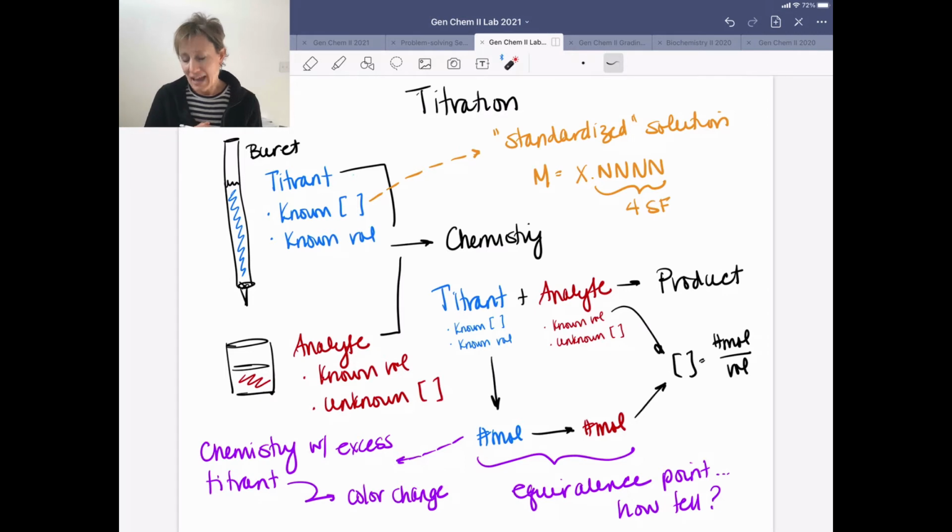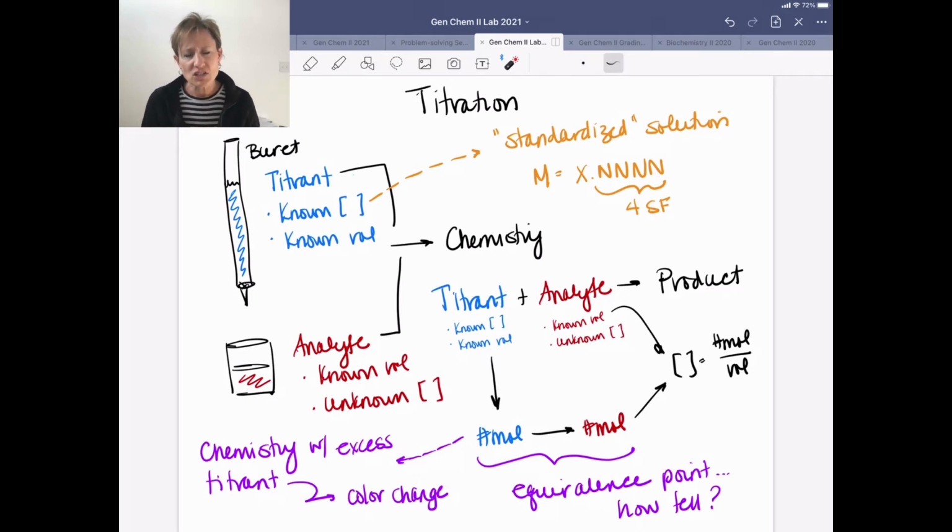Well, what actually has to happen is we need to have a little bit of excess titrant that we're going to add, and we're going to have an indicator in our solution that will turn color when we have just the slightest excess of our titrant. Okay, so we're going to talk about what that is in just a minute here. But let's see first. This is the generalized way to think about a titration.